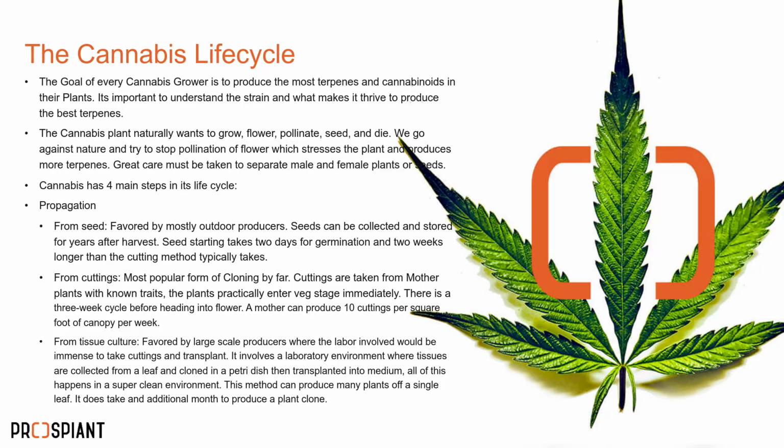It's going to remain in a 3-week cycle before heading into flower. So it stays in this veg stage for about 3 weeks. And a mother can produce about 10 cuttings per square foot of canopy each week.